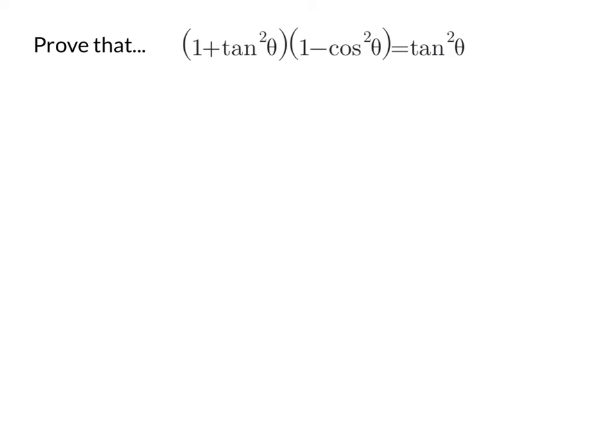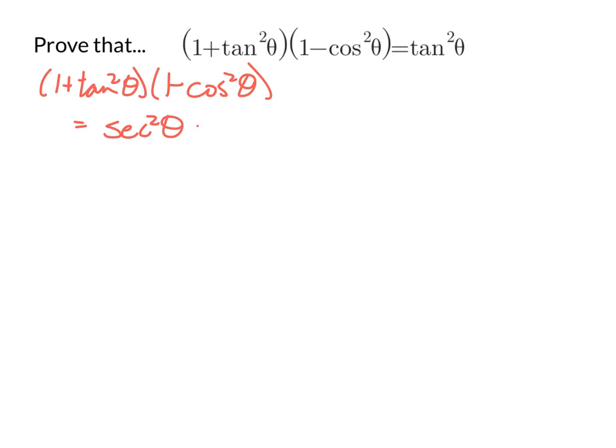Let's do one more. 1 plus tangent squared theta times 1 minus cosine squared theta is equal to tangent squared. Again, there's going to be a couple of different ways to do this, but one thing that you have to do is to start off with the left side, that uglier side, exactly the way that it's written. So 1 plus tangent squared times 1 minus cosine squared. And you can maybe multiply that all out, but I recognize that both of those are Pythagorean identities. That 1 plus tangent squared is secant squared, and 1 minus cosine squared is sine squared.